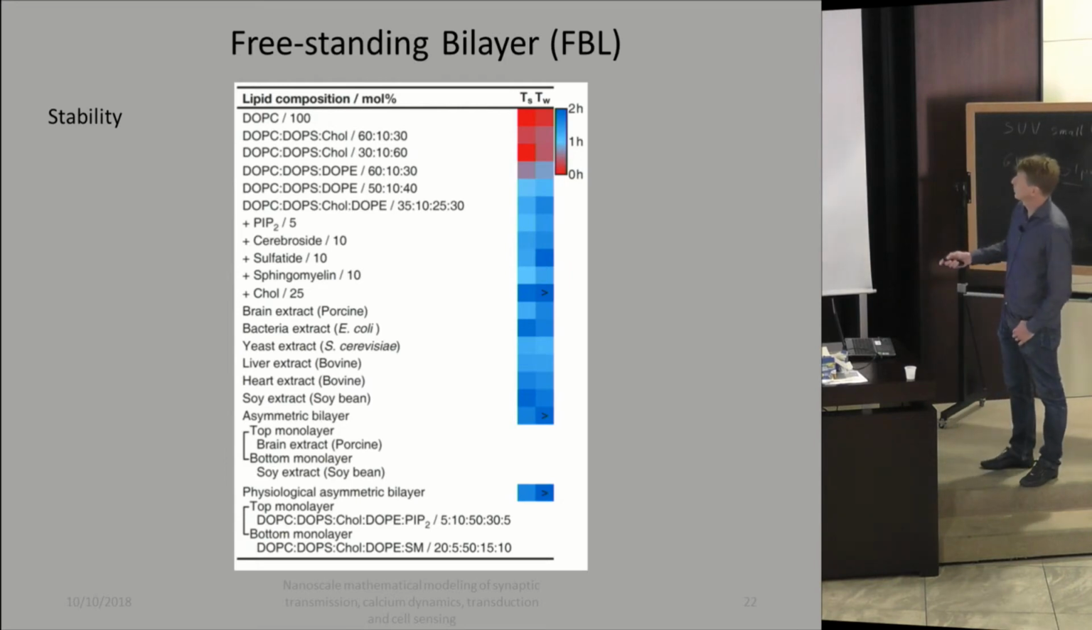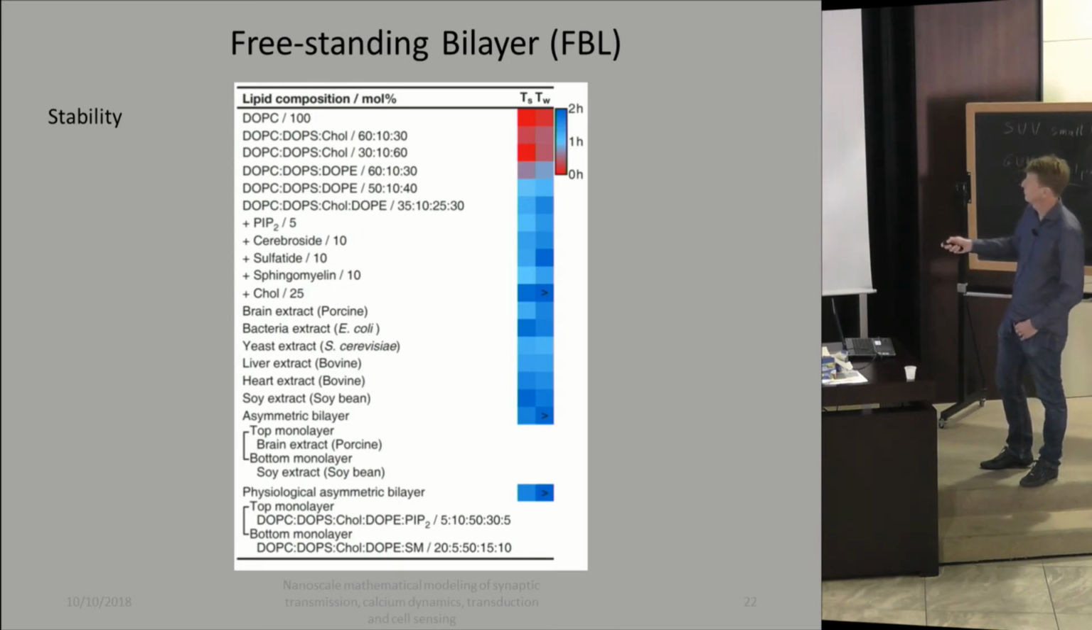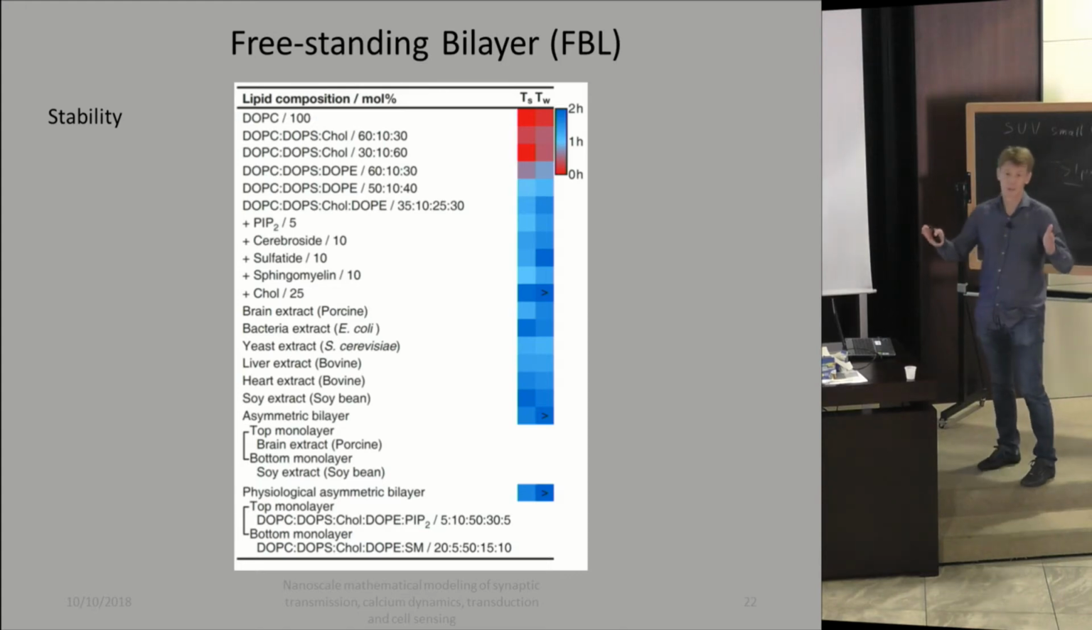I wanted to talk about the stability. So we've done a lot of types of lipids. So TS is the time it takes before the squalene is absorbed. For some reason, when we have only DOPC, it goes a lot faster. We have no idea why. DOPC is a standard neutral lipid with two chains that have unsaturations. And the TW is a workable time, meaning how long we can work with a bilayer.